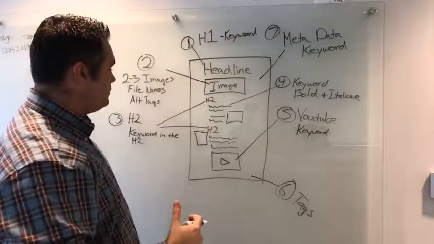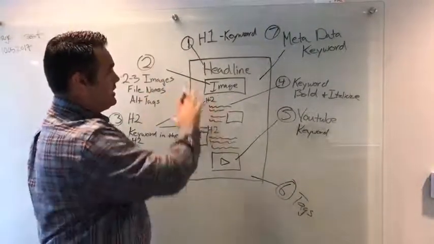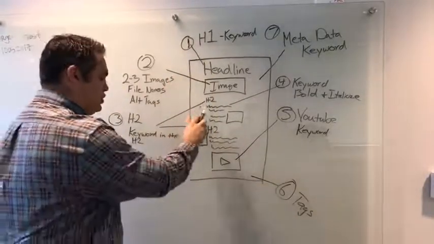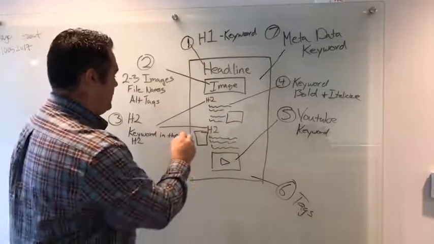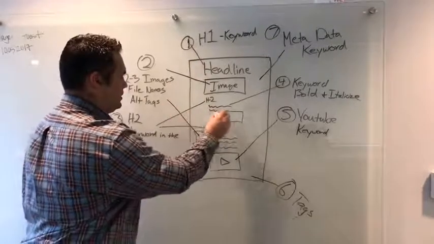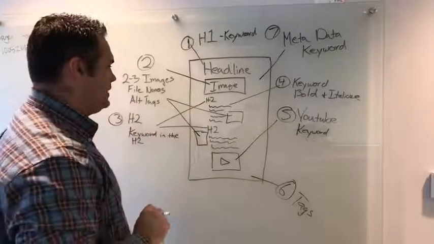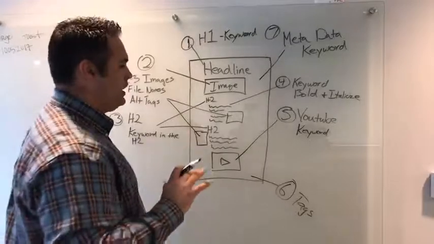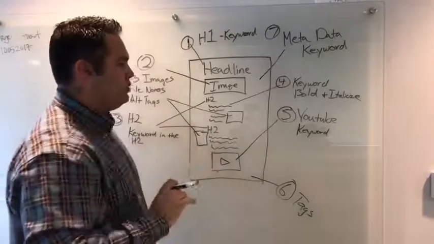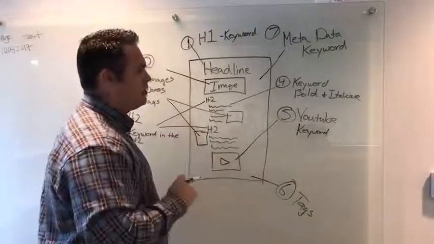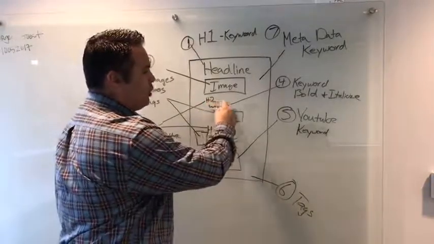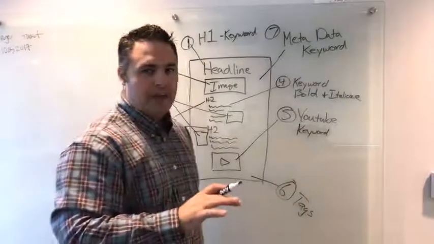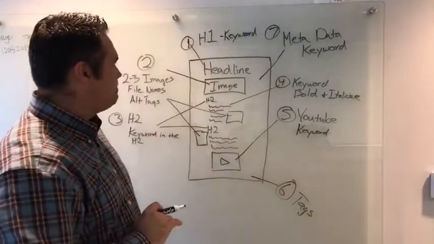Now, I hope this is all making sense. Headlines, images with keywords in them, the H2 headers with the keywords in them. Having multiple images is a big deal. Tags in your blog post, the YouTube video that is embedded from YouTube, that is optimized with your keywords. Having the keyword emboldened and italicized is a massive, massive thing, believe it or not, okay?